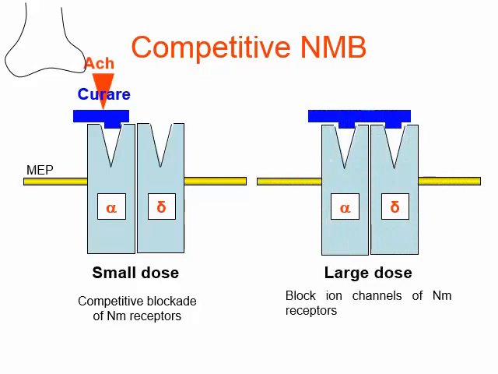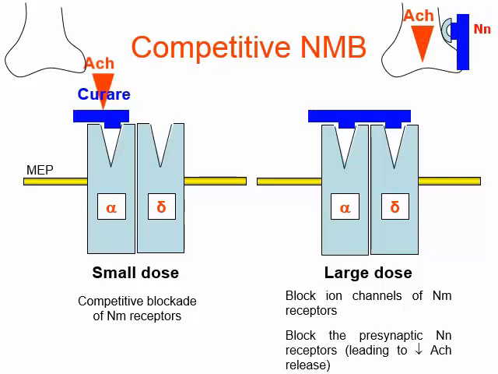In large doses, curare has two additional actions. First, it blocks the nicotinic ion channel, in addition to its blocking effect on the NM receptors. Second, it blocks the presynaptic nicotinic NN receptor, which is responsible for facilitation of acetylcholine release. This leads to progressive decrease in acetylcholine release from the motor nerve, with subsequent fade in the tetanic contraction of the skeletal muscle.